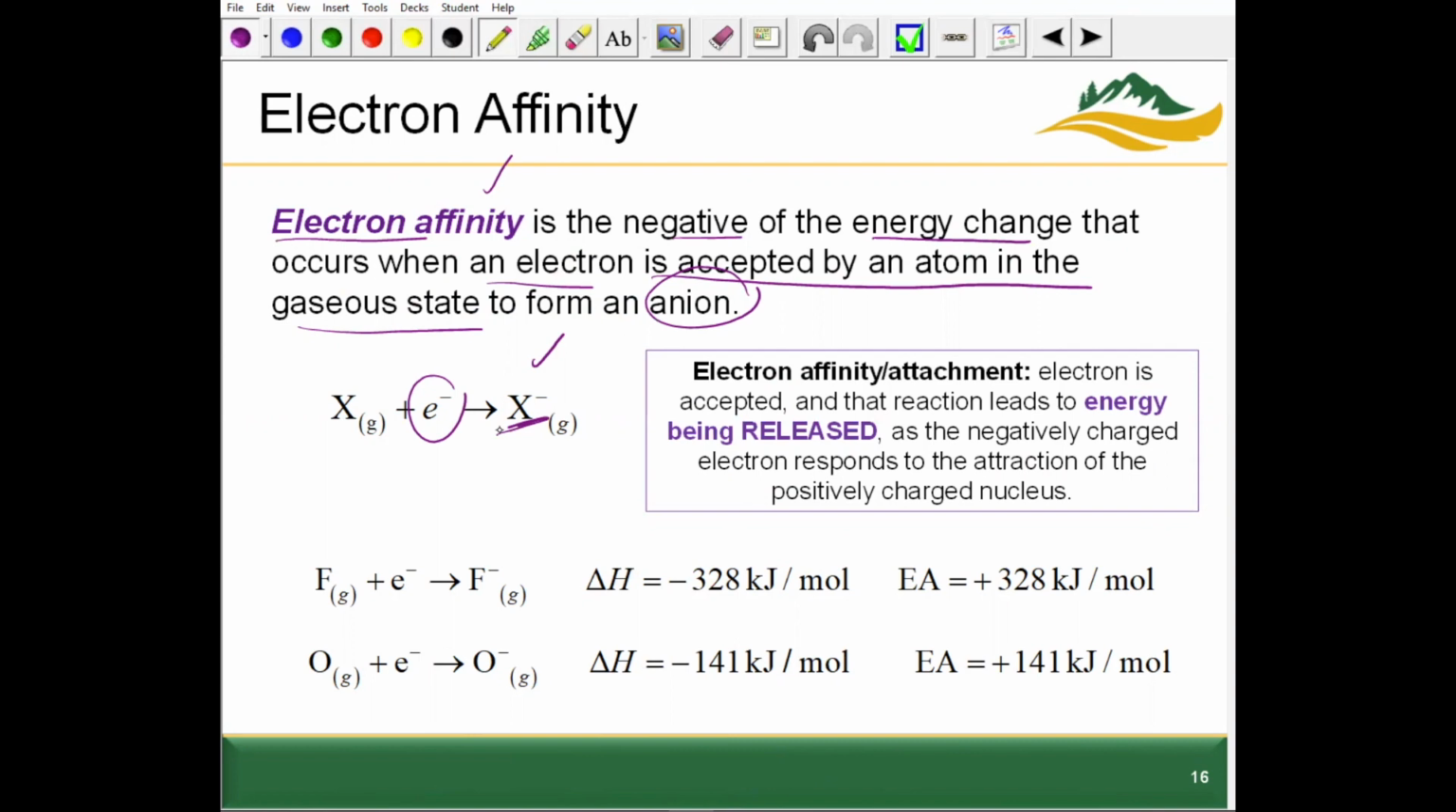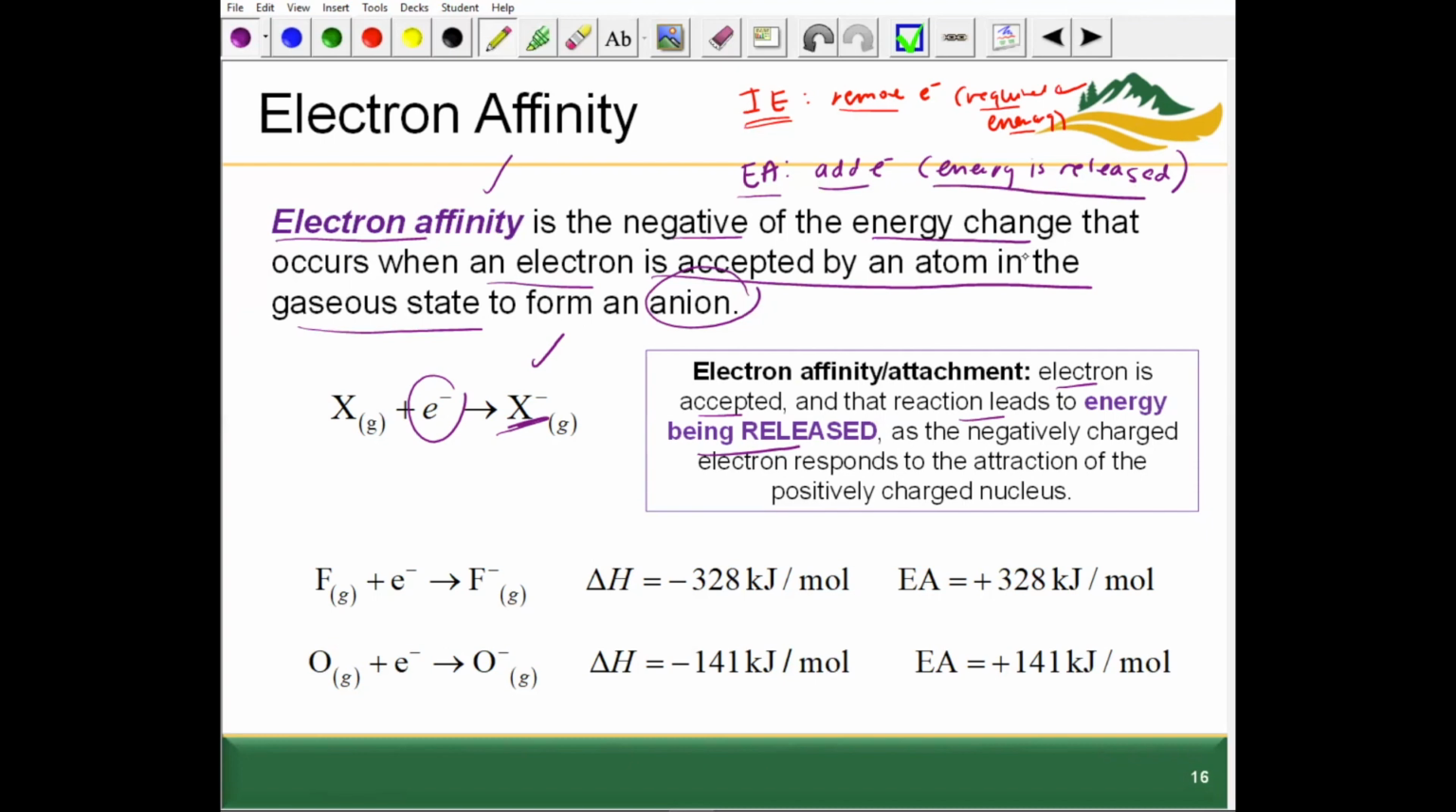So we think of this somewhat in the opposite way of ionization energy, which was again removing an electron, or removing a second electron or a third. This required an input of energy. Now for electron affinity, when an electron is accepted, that reaction leads to energy being released. So ionization energy: remove an electron, that requires energy, whereas electron affinity: we add an electron, energy is released.